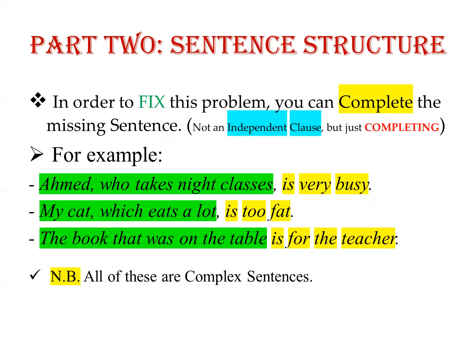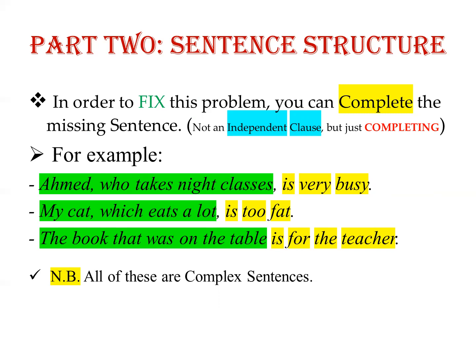If I delete the dependent clause, which is the adjective clause, I will create the complete sentence, which is the independent clause, because the independent clause is a complete sentence. Ahmed, and I delete the adjective clause, who takes night classes. Ahmed is very busy. This is a complete sentence. My cat, I delete the dependent clause. My cat is too fat. This is also a complete sentence, and it is also an independent clause.